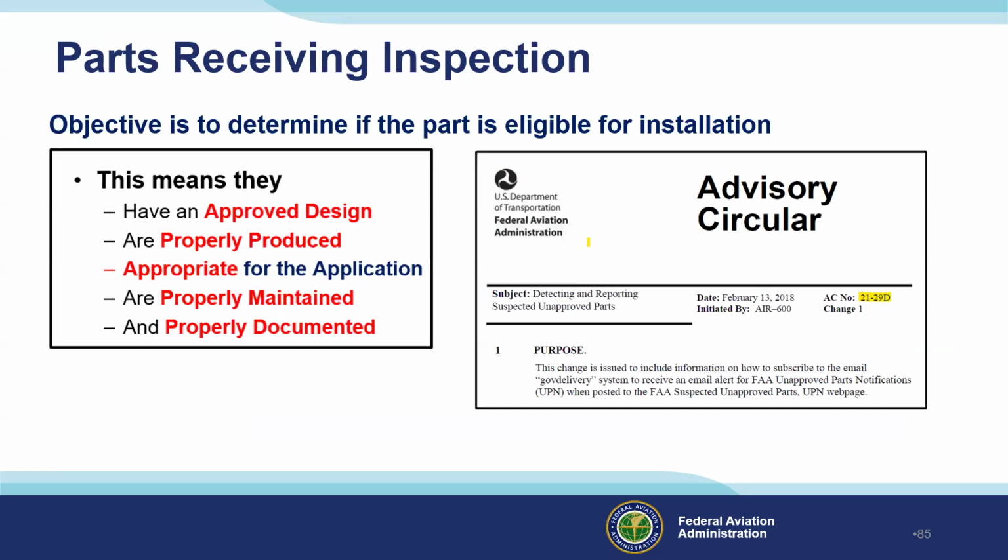So, parts receiving inspection. The objective is to determine if the part is eligible for installation. And remember what we've looked at. That means it's got an approved design, properly produced, appropriate for the application, properly maintained, properly documented. And there's a pretty good receiving inspection in AC 21-29, which is detecting and reporting suspected unapproved parts.